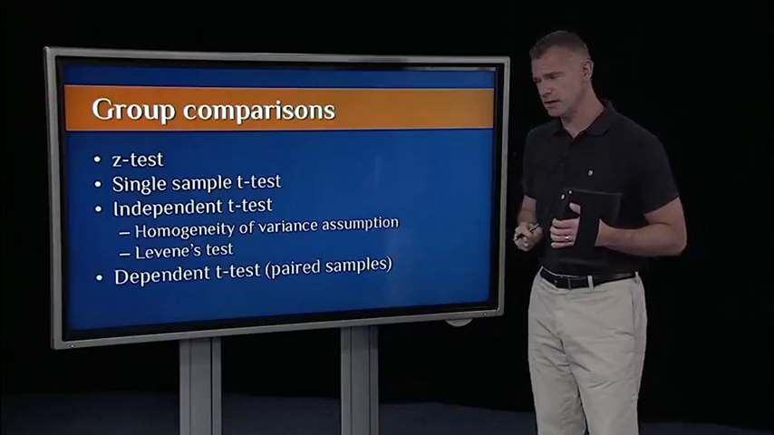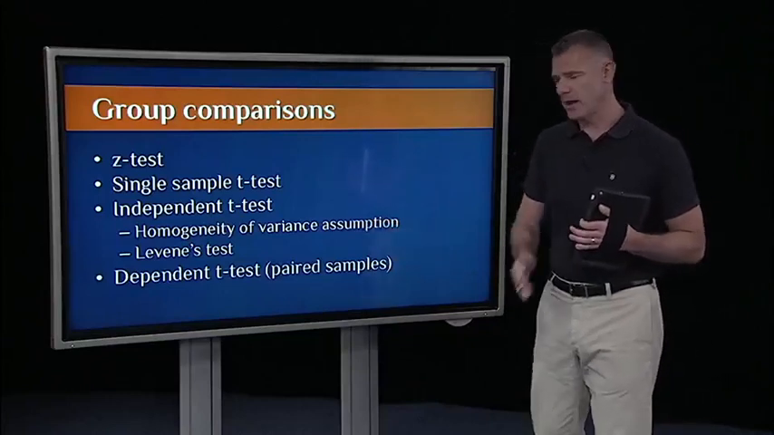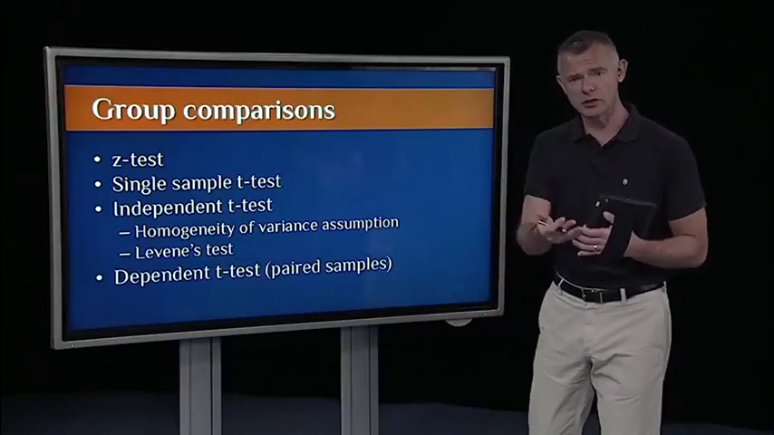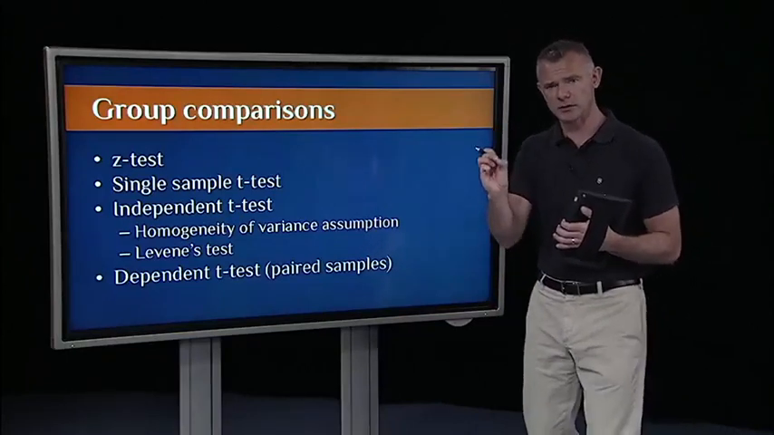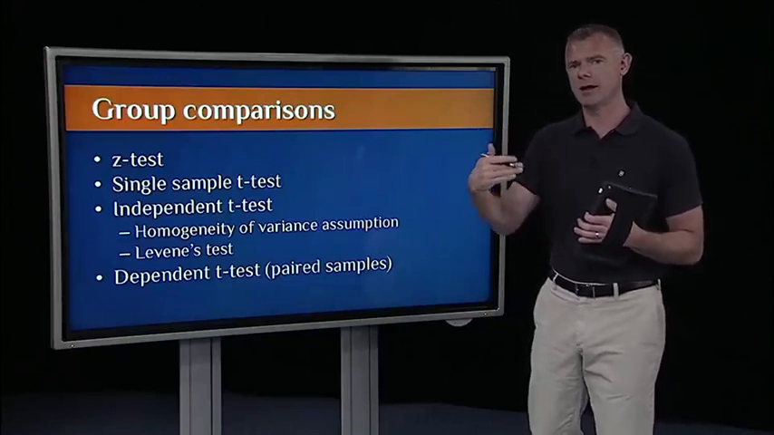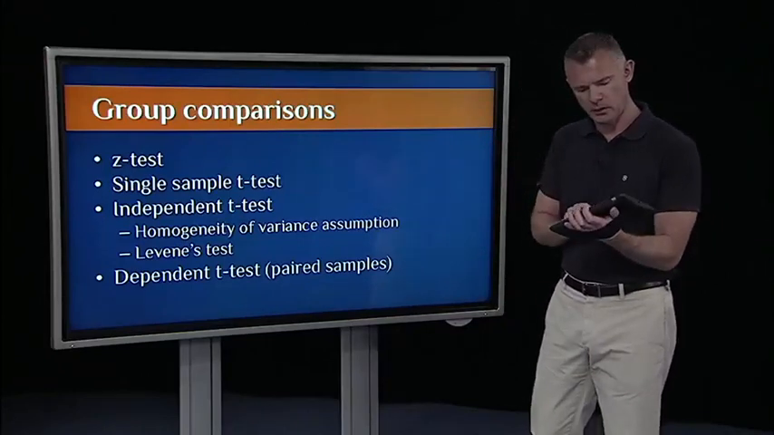Remember, the independent t had this assumption of homogeneity of variance. We tested that through Levene's test. If it was violated, then we applied Welch's procedure to adjust the degrees of freedom, which protects us against that inflation of type 1 error that comes along with the violation of homogeneity of variance.